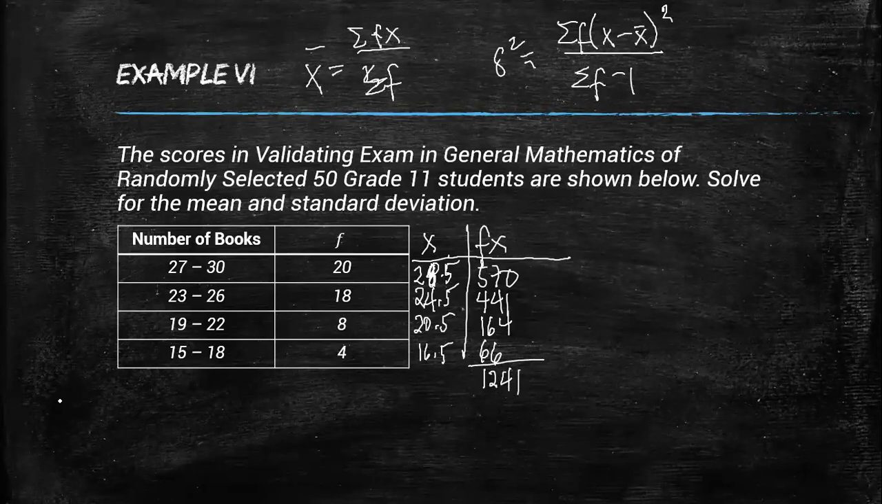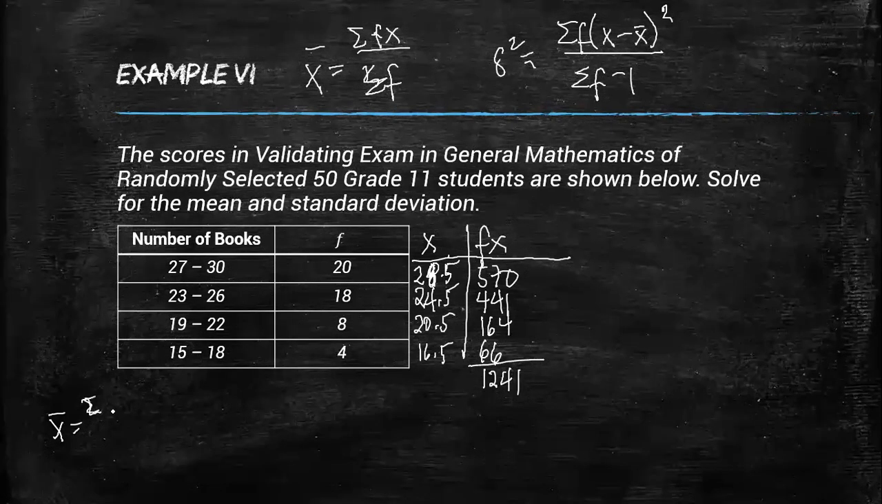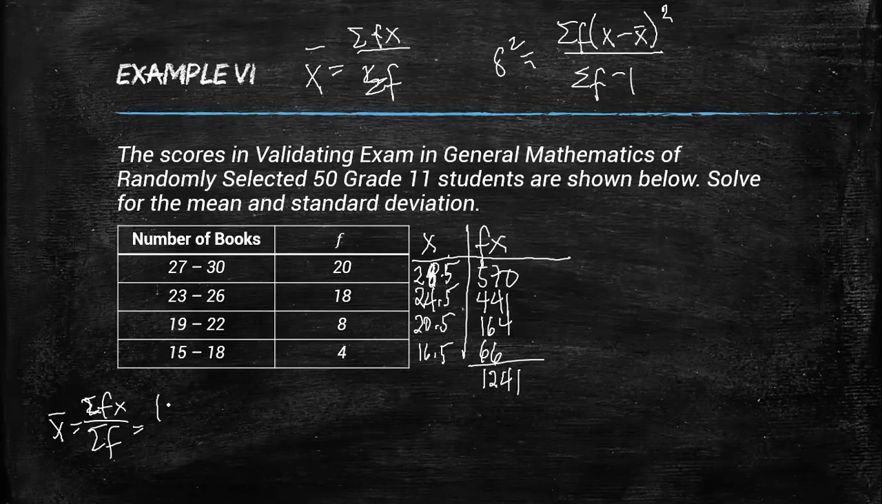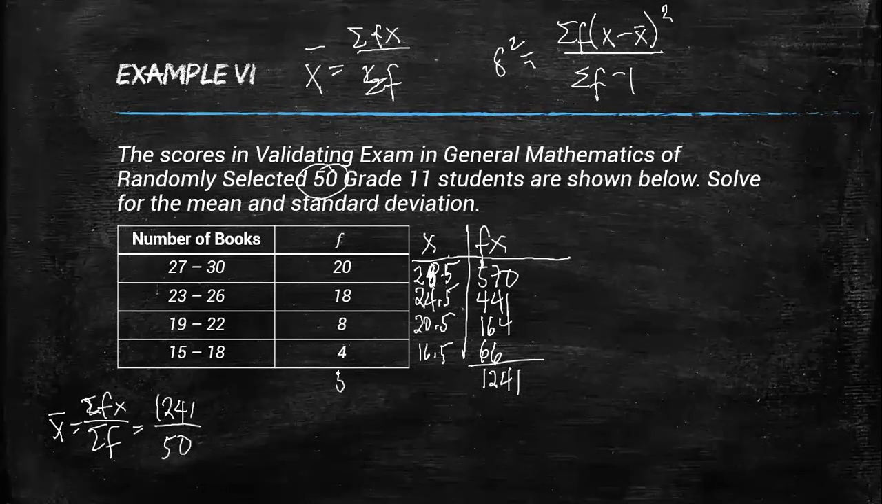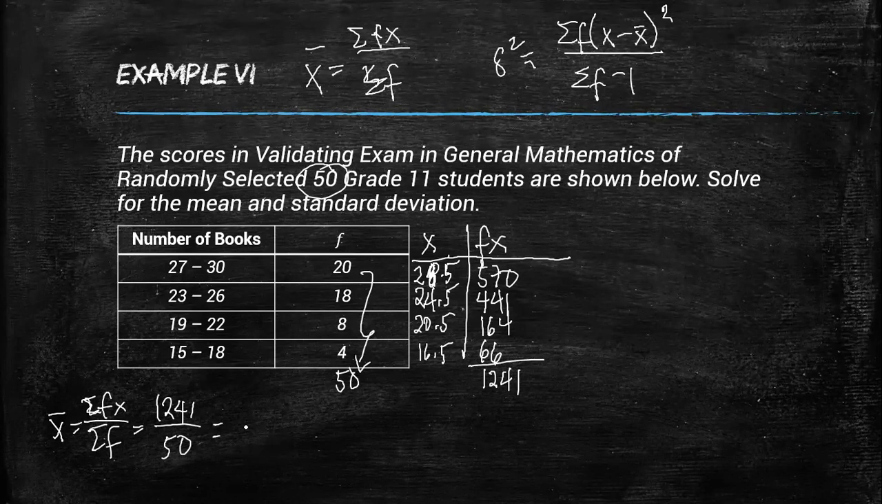1241. Okay, what's the formula again for the mean? So we have x bar is equal to the summation of fx over summation of f. That would be 1241 over 50. Bakit 50? Ang sinabi na siya, class, na 50. Pero kung walang sinabi, i-add nyo lang tong frequency. 50 yan. So, what's the mean? 24.82. Okay.